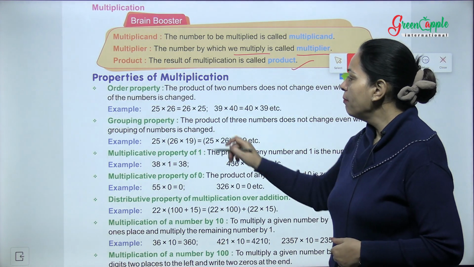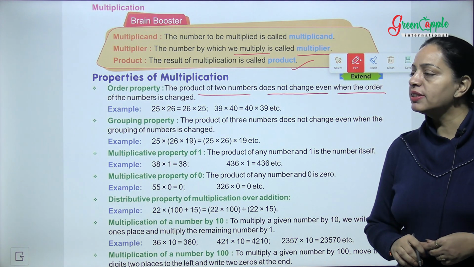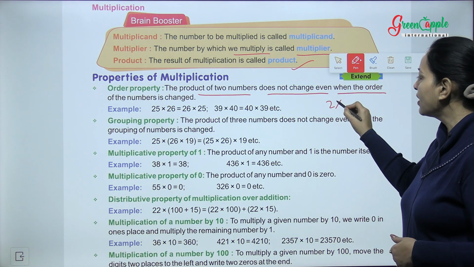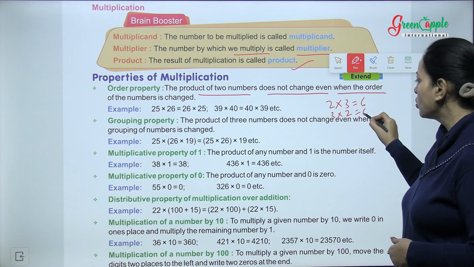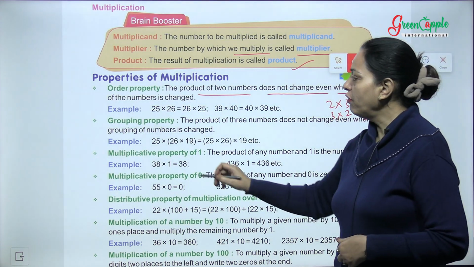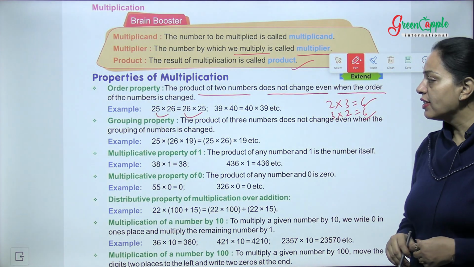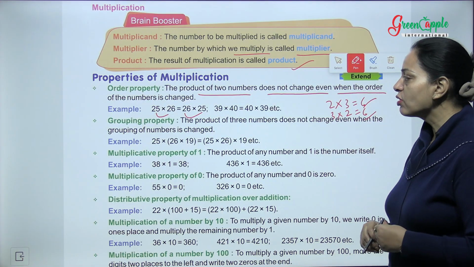Order property: the product of two numbers doesn't change even when the order of the numbers is changed. Like 2 threes are 6 and 3 twos are also 6. So we can multiply in any way, the answer would be the same. So 25 into 26 equals 26 multiplied by 25. The answer is the same.